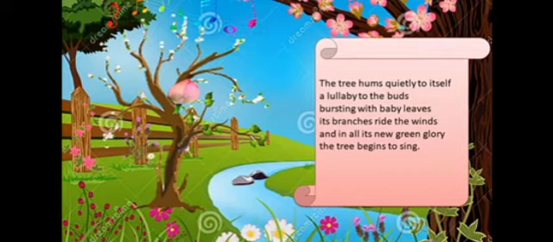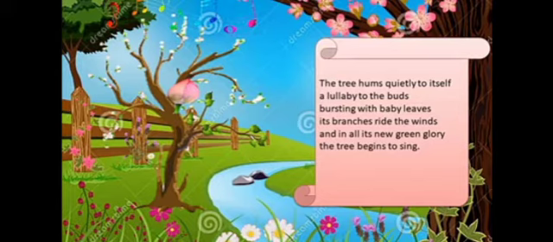So here the poet tells us that the tree seems to be humming a lullaby to the buds, and buds means the stage before blooming. The word bursting means alive or fresh with baby leaves. Now, baby leaves are tender leaves, so they are like the baby, and the tree sings a lullaby for them, and then its branches would swing, as there are the newborn green leaves, and they make a sound which seems as if they are singing.